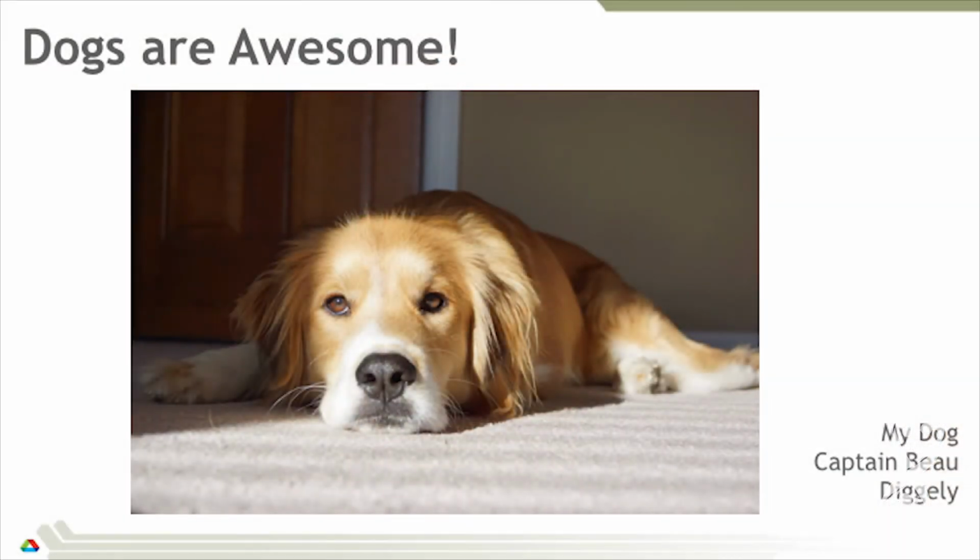And this is really important. This study showed that the dogs actually increase the amount of sharing and push those bacteria around more. And this is because dogs are awesome. That's my dog, Captain Bo Diggly. We actually rescued him from Kentucky on the basis of these results because my wife thought, wow, that's cool.